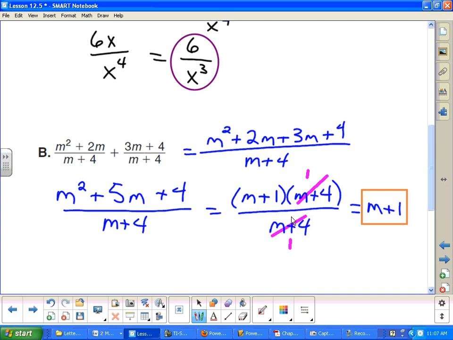Okay, so when we have a common denominator, when we're adding, it's not too difficult. You just need to make sure if you do have a quadratic or something that you can factor when you're done, that you factor it and check to see if you can simplify further. But having a common denominator to begin with makes things easier.